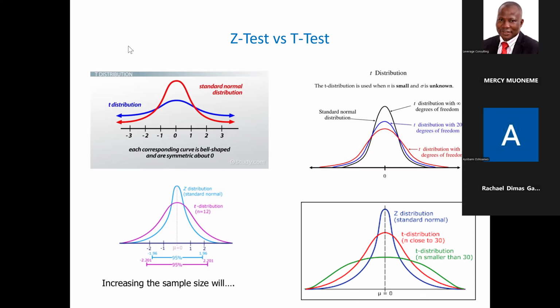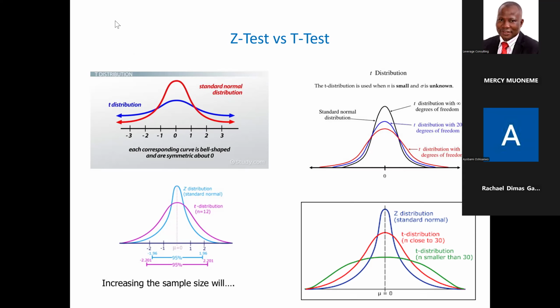Look at the one to the lower right side. You see the Z distribution, the blue, and the T distribution with degrees of freedom of 30. Then we have T distributions with degrees of freedom less than 30: the red is close to 30, the green is less than 30. Once it reaches 30, it becomes like the normal distribution. So all these just show you how the values vary as it approaches the normal distribution.